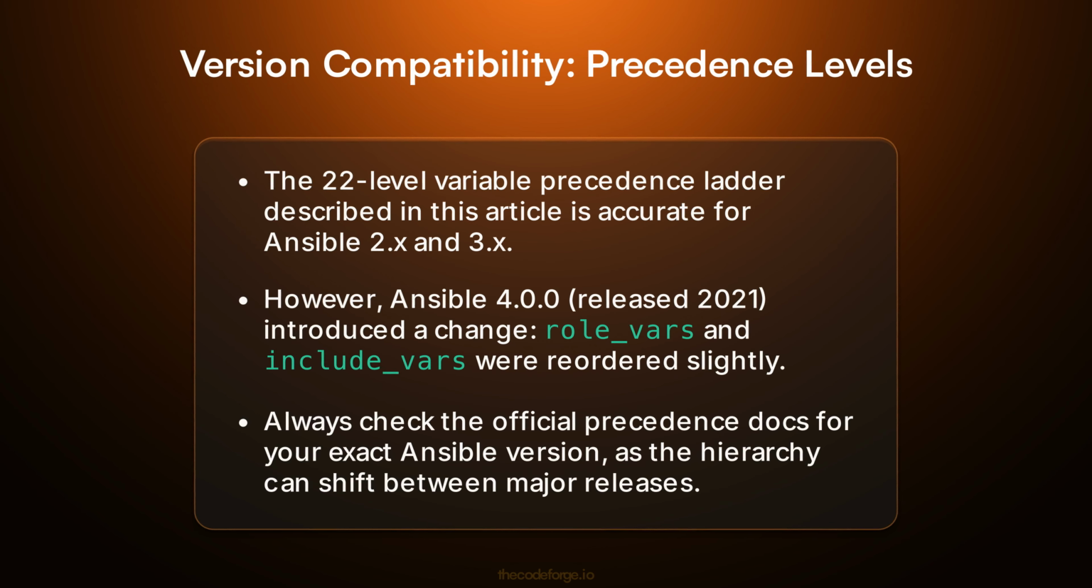The 22-level variable precedence ladder described in this article is accurate for Ansible 2.x and 3.x. However, Ansible 4.0.0, released in 2021, introduced a change. Role vars and include vars were reordered slightly. Always check the official precedence docs for your exact Ansible version, as the hierarchy can shift between major releases.